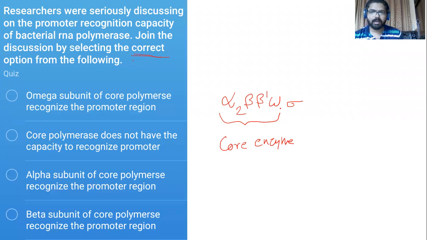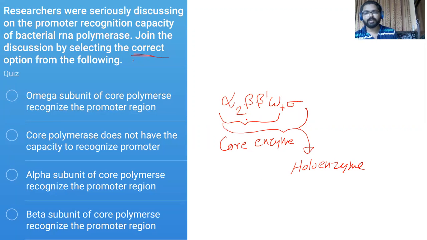And when this core enzyme associates with the sigma factor, it now becomes the holo enzyme. These are the subunits of bacterial RNA polymerase. It consists of alpha 2, beta, beta dash, omega, plus sigma. When associated with sigma, it is called holo enzyme. Without sigma, it is core enzyme.